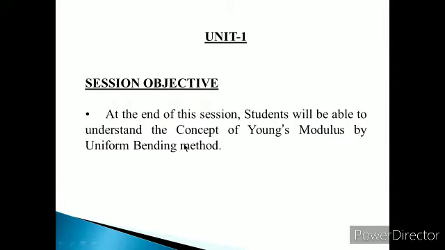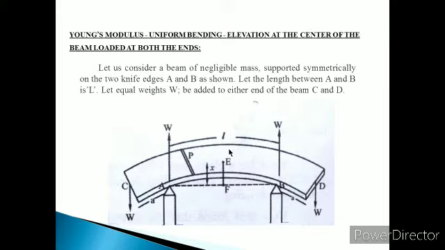This is the session objective. At the end of this class and session, the students will be able to understand the concept of Young's modulus by the method of uniform bending. This is the simple setup. This is an important question also: Young's modulus by the uniform bending method. From this we have to determine the elevation at the center of the beam by applying load at both the ends. This is the simple diagram.